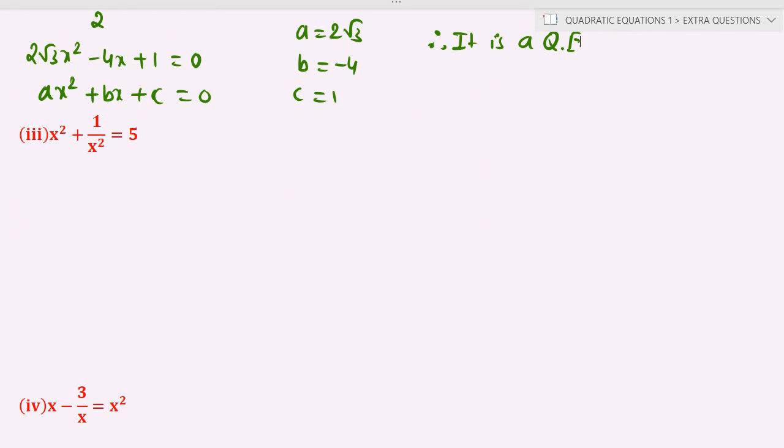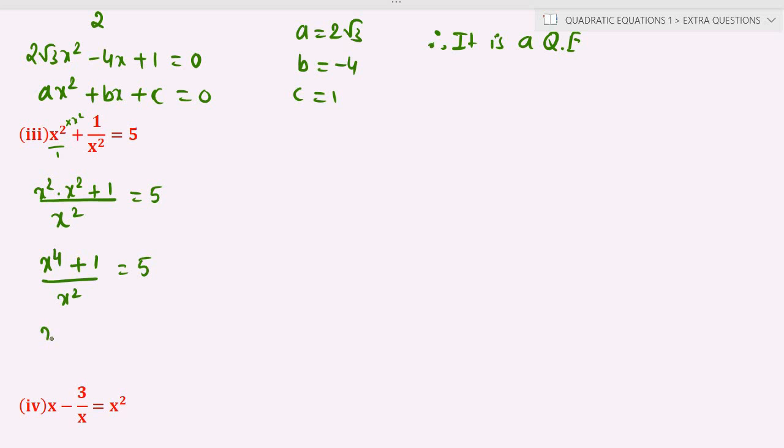What you had given in the problem, x square plus 1 by x square is equal to 5. Let us take the LCM. What is the LCM here? x square, if nothing is there, and 1, and you need to multiply with x square. x square into x square plus 1 is equal to 5. What is x square into x square? That is x raised to 4 plus 1 divided by x square is equal to 5.